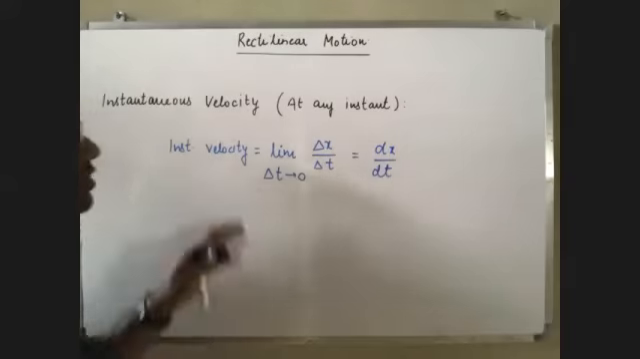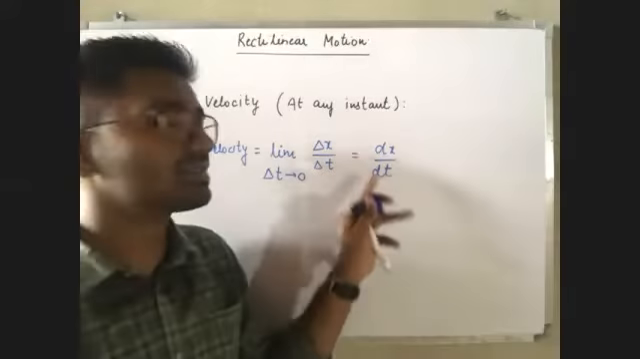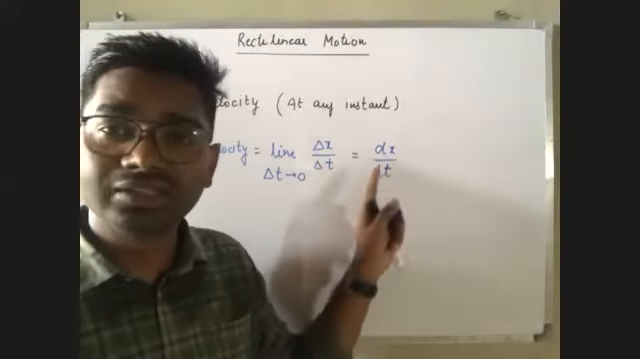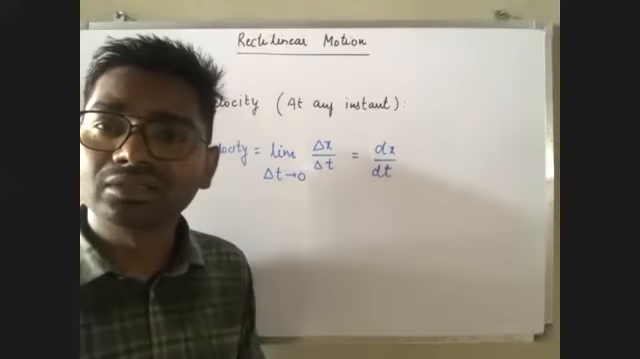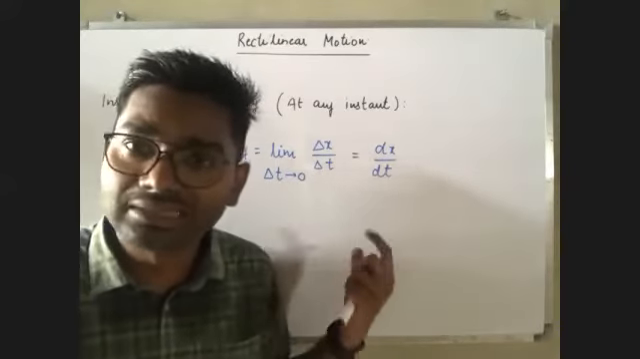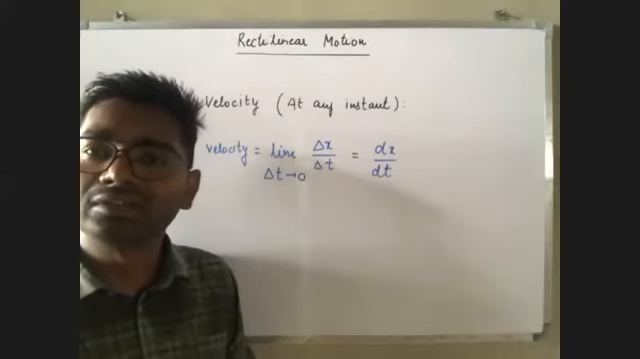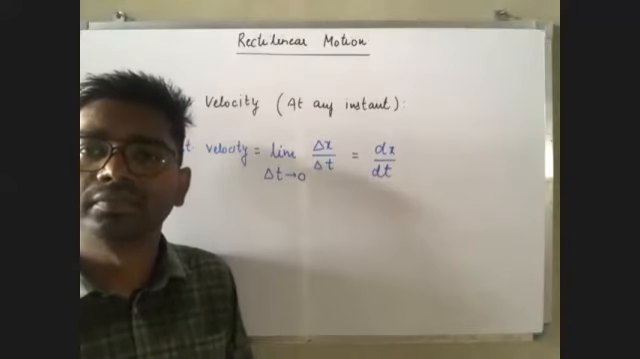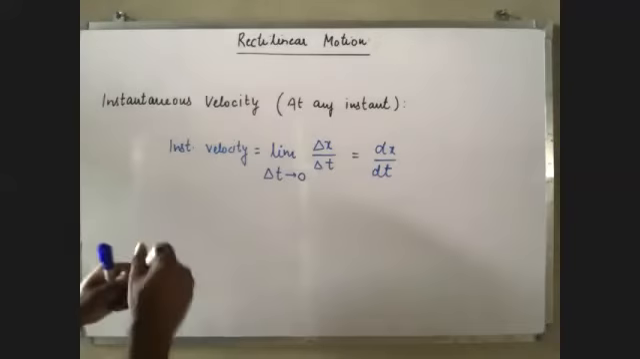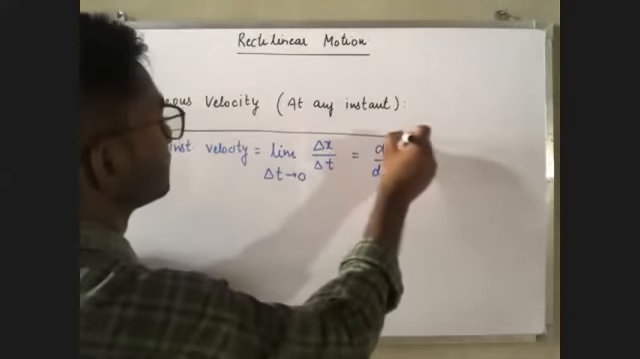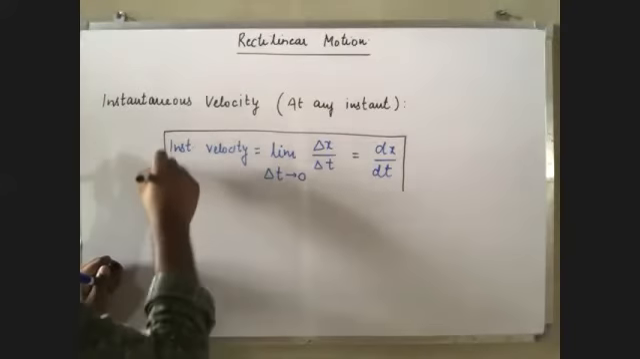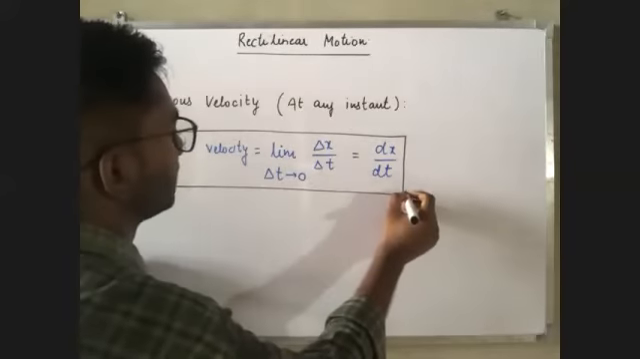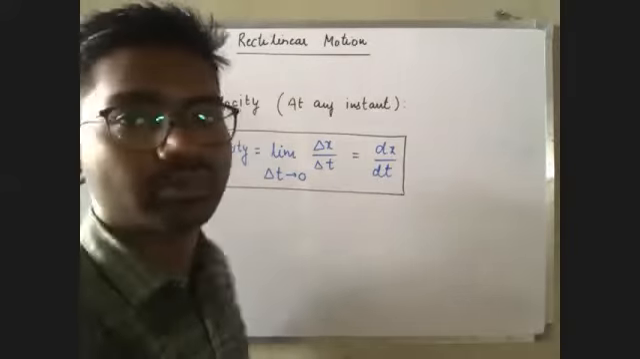Is it right? So at any instant, the differentiation of the position of the particle is nothing but the instantaneous velocity. This is the formula for instantaneous velocity, that is dx by dt.